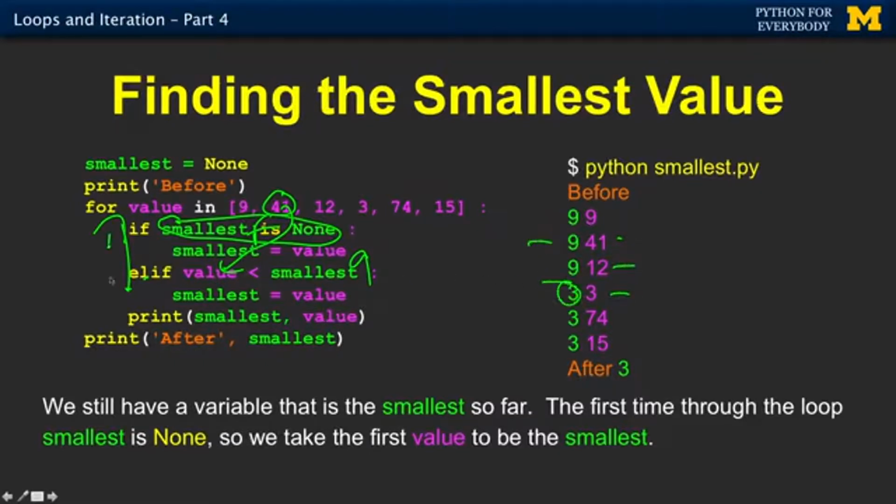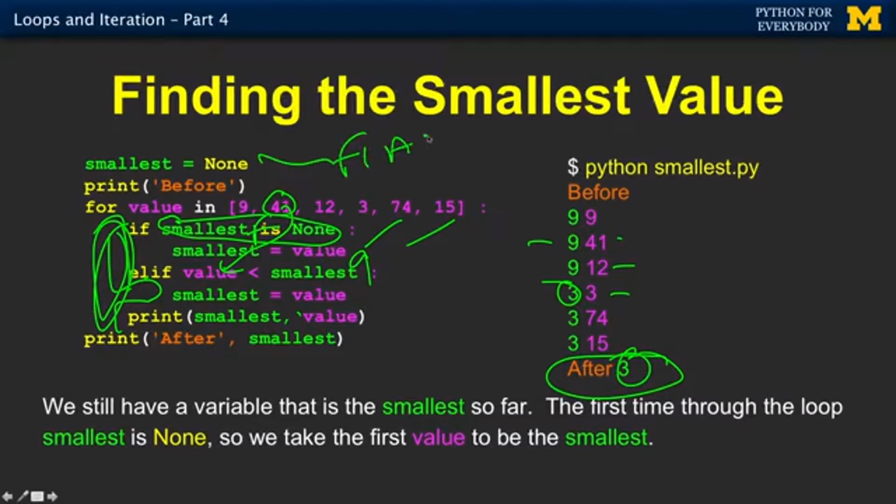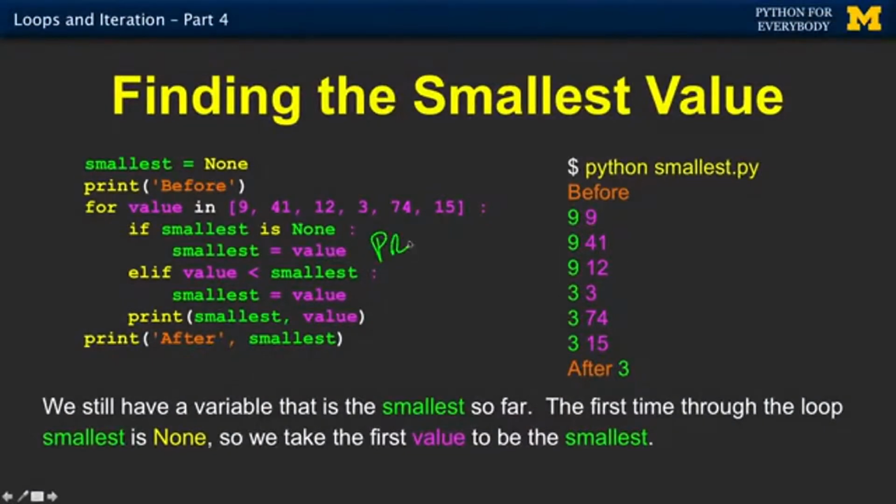3 works, so 3 causes this code to run, so we grab it. So 3 is it. Then we go through 74 and 15. It runs 2 more times. And then when we're all done, we get 3. This is a flag value that we're checking. And through the loop, smallest will only be None the first time through the loop. But after that, we'll just ignore this little part. Another way to think about this is priming us. This is getting started.